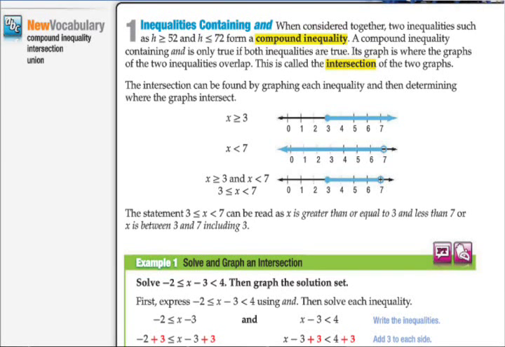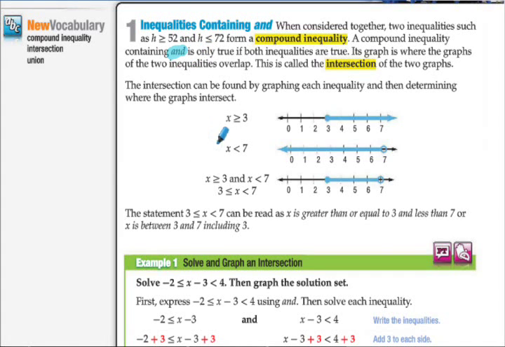When considered together, two inequalities such as h is greater than or equal to 52 or less than or equal to 72 form a compound inequality. An inequality containing the word "and" is true if both inequalities are true.